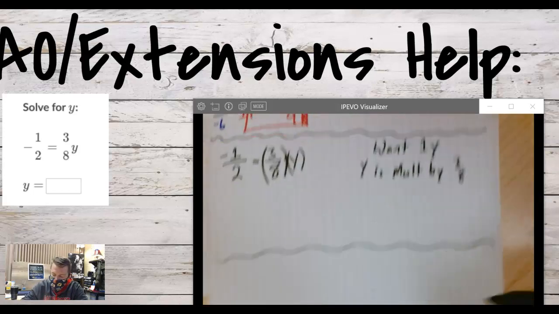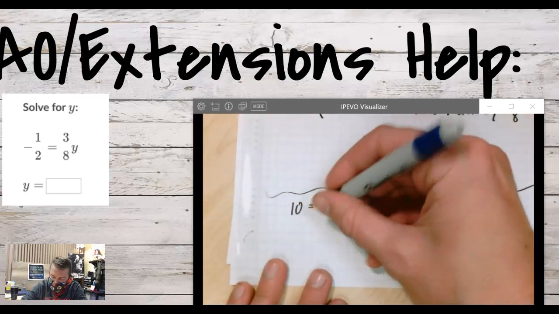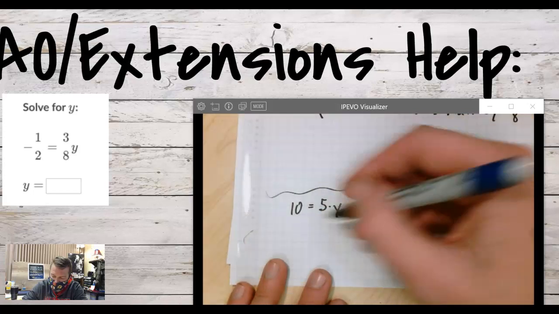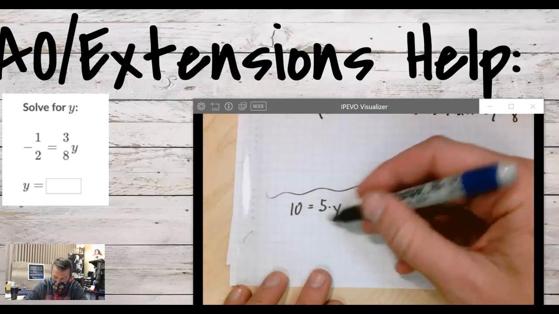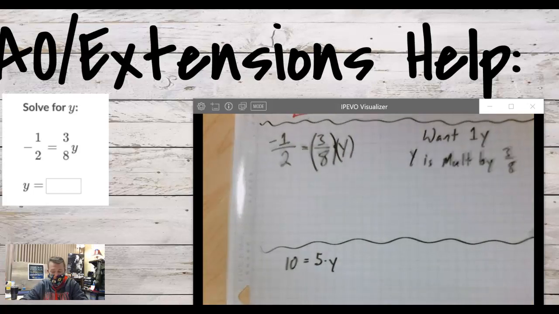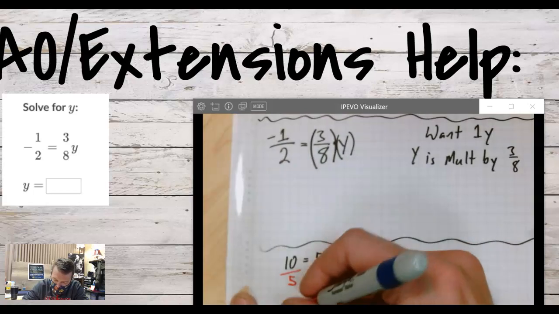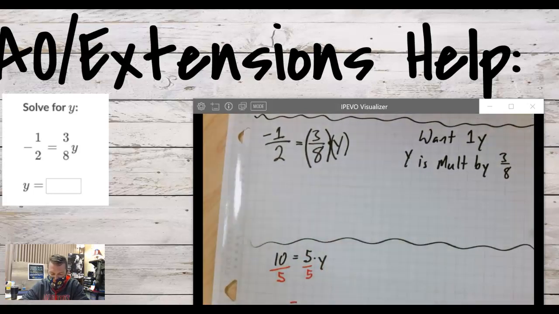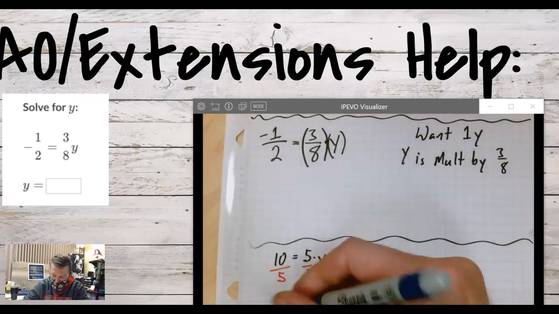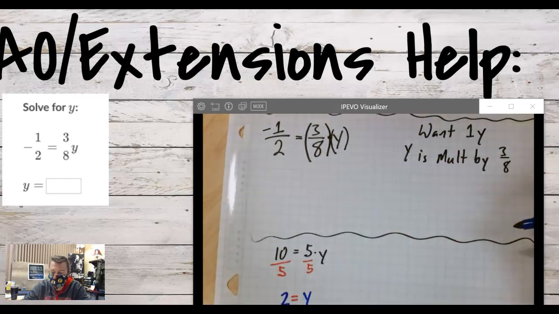Like if the problem we had was 10 equals 5 times y, in that situation we would divide by 5 because that will get the y by itself. So we would divide by 5 and divide by 5, and we would actually get that y is 2. Which makes sense because 5 times 2 equals 10.